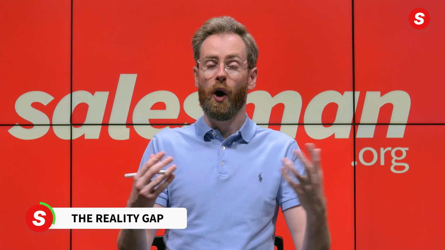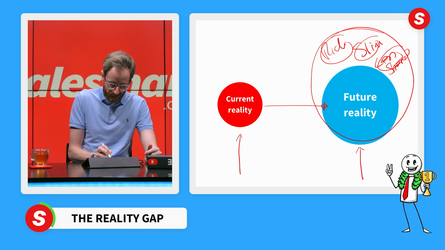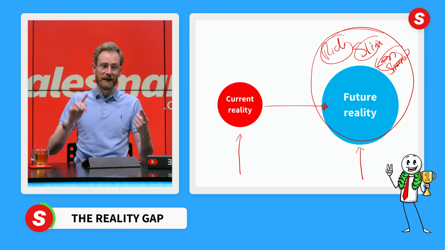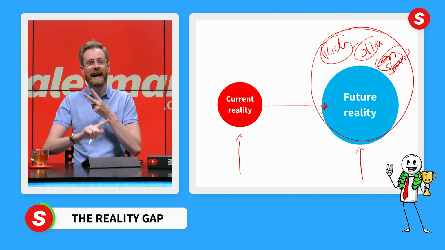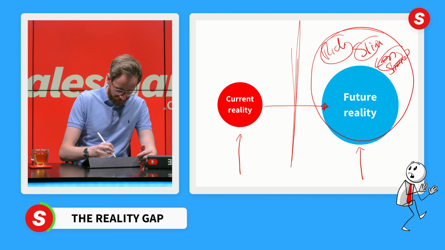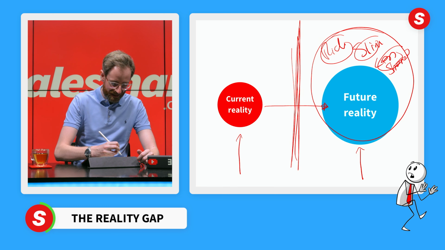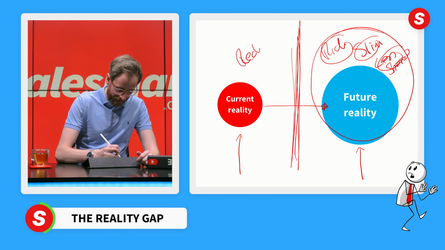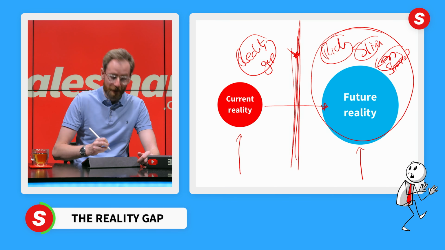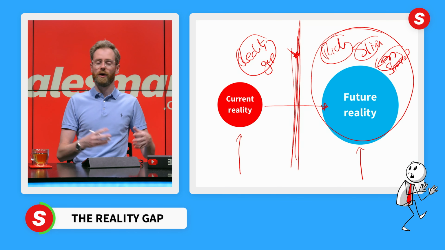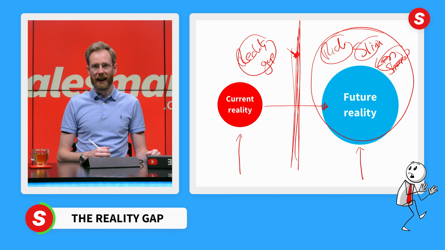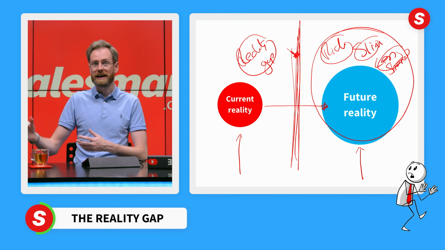And of course, you or I, people who don't need to be sold to do something, can move from our current reality to our future reality. We can make a decision and then we can take action. But people who need to be sold, they have something blocking them right here. And this is what we call the reality gap. This is stopping them going from the current reality where they're sat there, they're living their lives, into the future reality where everything is better for them.